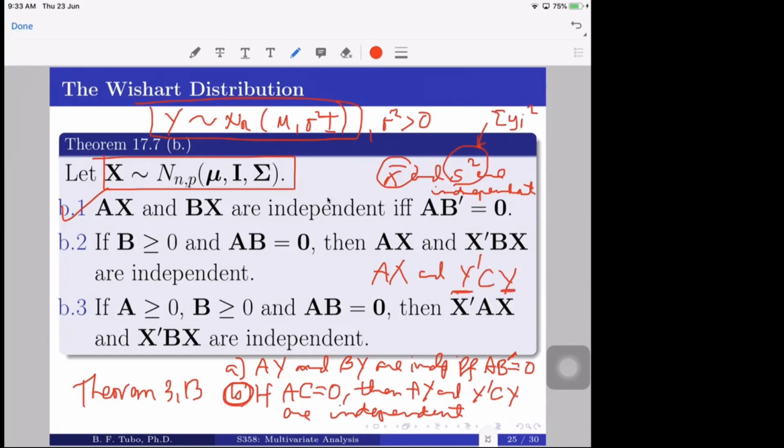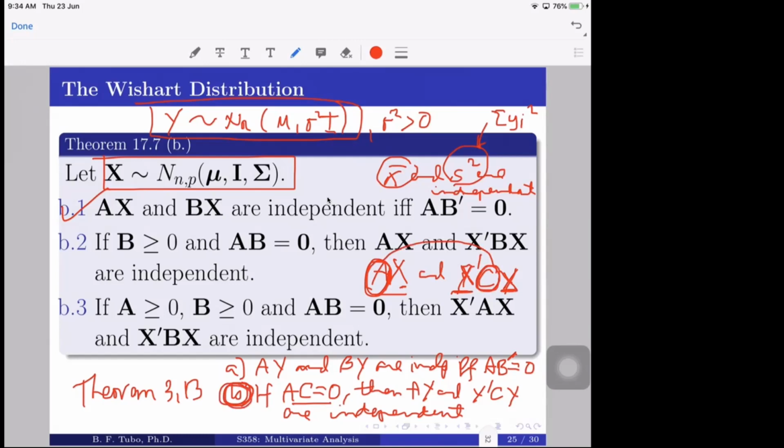So if you can rewrite this X bar as AX, so you have a matrix A or a vector A multiplied to X, and you can rewrite the variance as X prime times some matrix here times X, and if you multiply A and that matrix to be 0, if that is 0, then we say that X bar and S squared are independent. This is usually the purpose of this theorem, or that result.